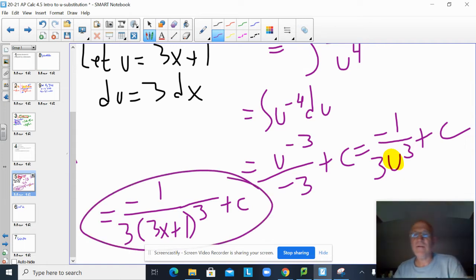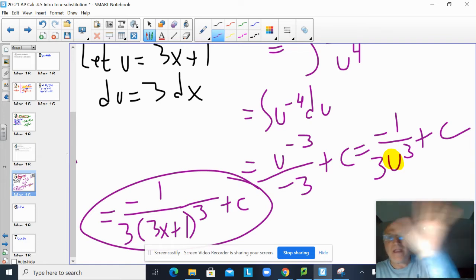There's my final answer. So choosing u properly, and then taking the derivative of u and rewriting the whole problem in terms of u should, if done correctly, turn into an antiderivative that you will know how to take. All right, I'll do a couple more examples.